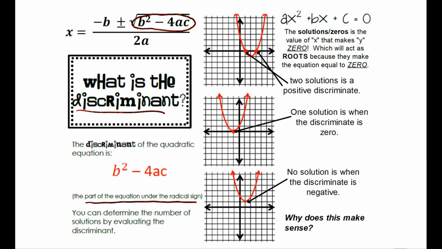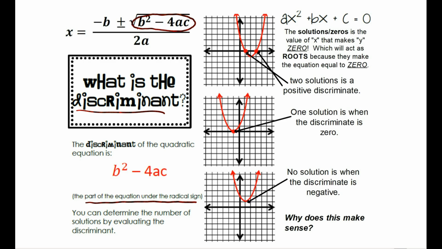All right, the solutions or zeros is the value of x that makes y 0. We've been over this. This is the conceptual lesson. These will also act as roots because they make the equation equal to 0 as well. So what we're finding today are solutions, and we're finding zeros, but we're also finding roots because they're making the equation equal to 0.